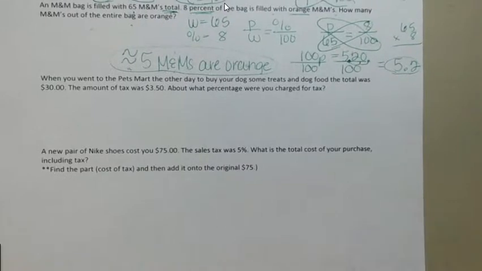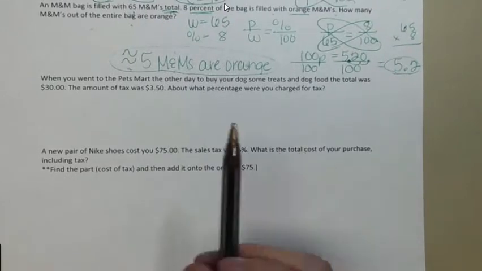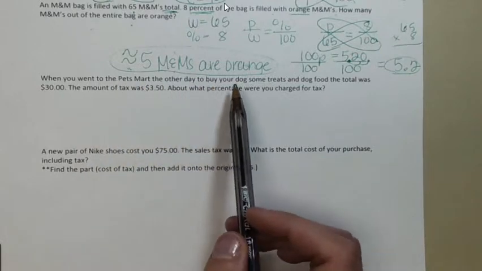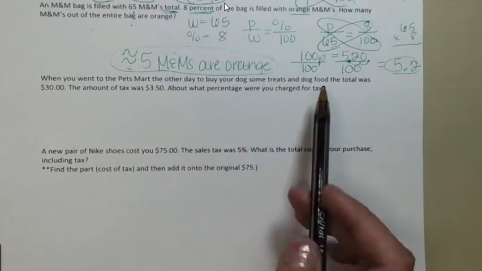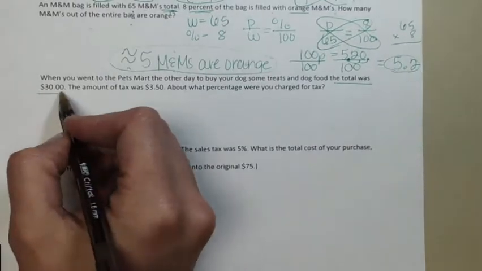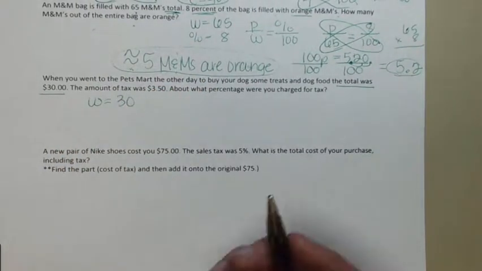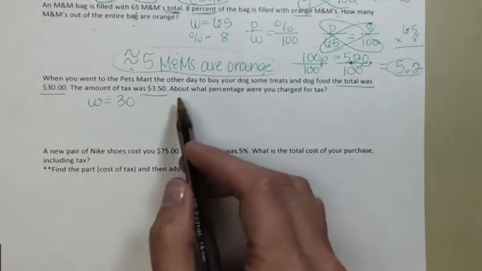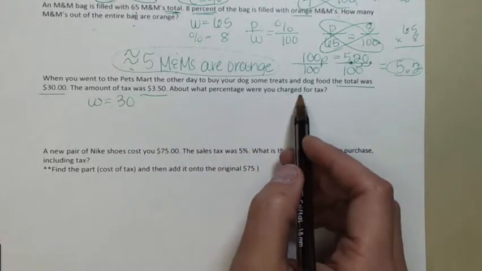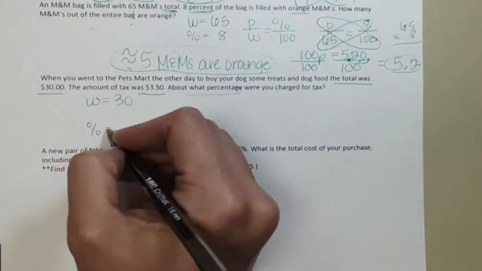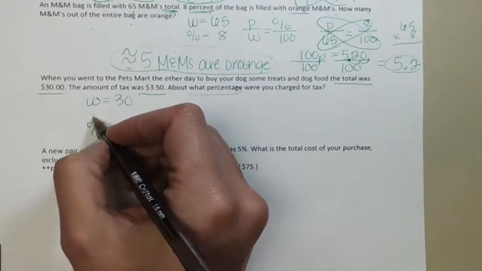Okay, let's look at another example. This one, it says when you went to PetSmart the other day to buy your dog some treats and dog food, the total was $30. So right there I could say, okay, my whole is 30. The amount of tax was $3.50. About what percentage were you charged for tax? So about what percentage? You are solving for the percentage, which leaves you with your part being tax.